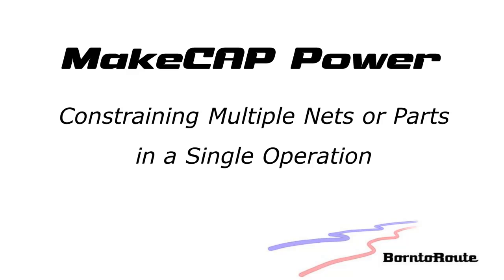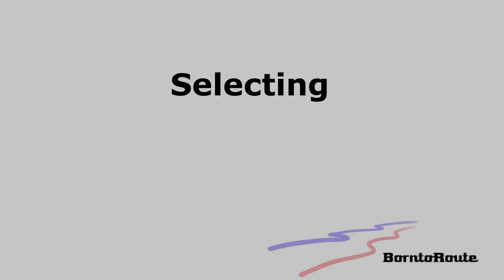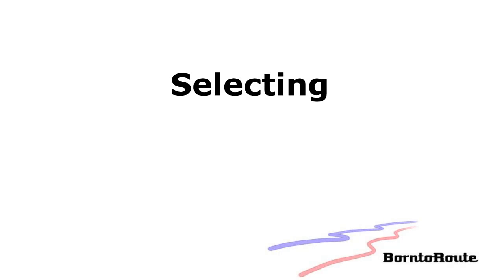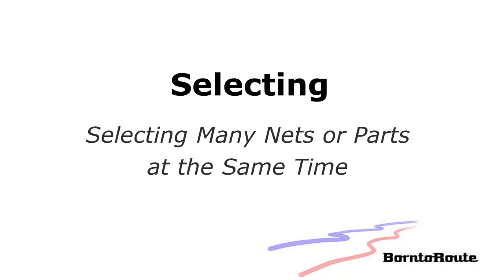MakeCAP Power, we can apply a constraint to many nets or parts in one operation. In this movie, we're going to see the many different ways that you can select various collections of nets or parts and then apply these constraints.